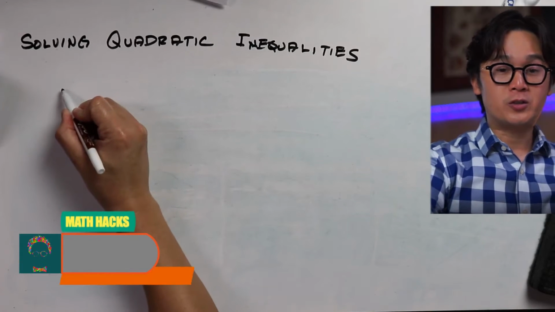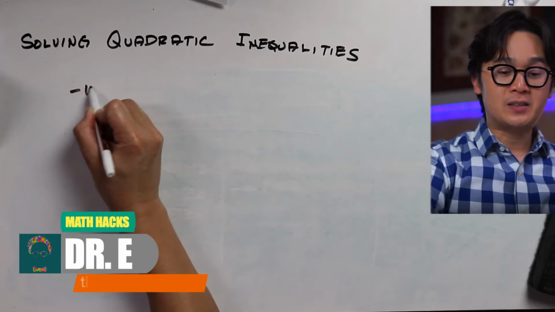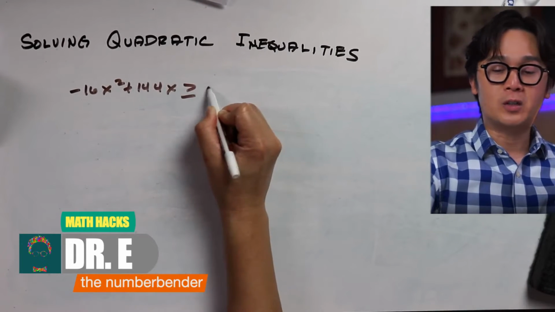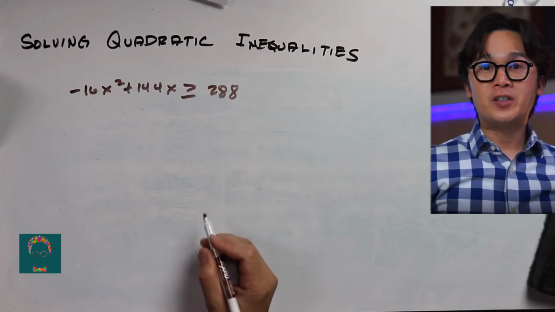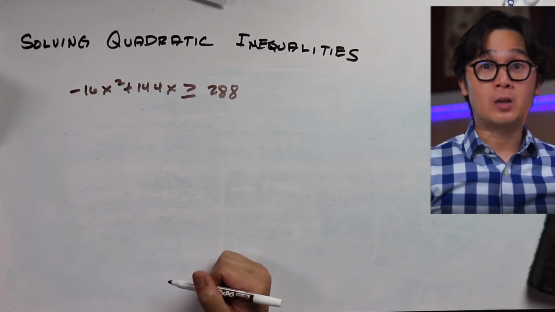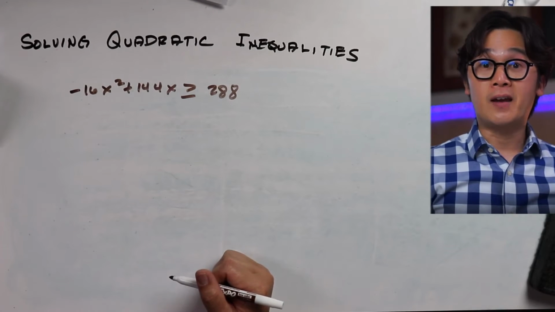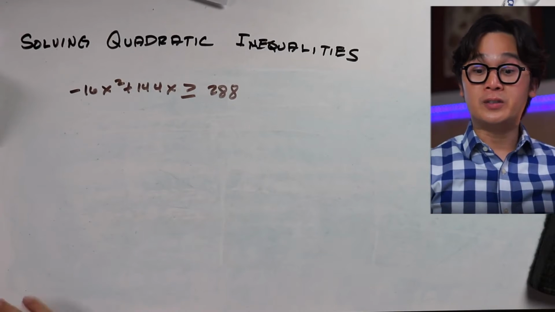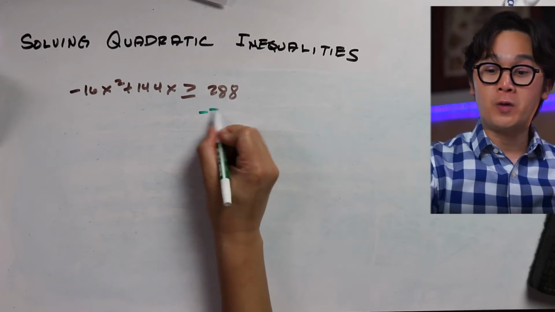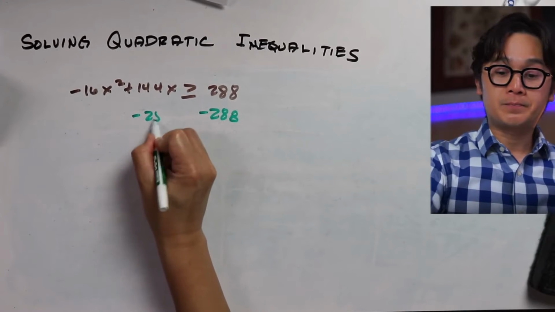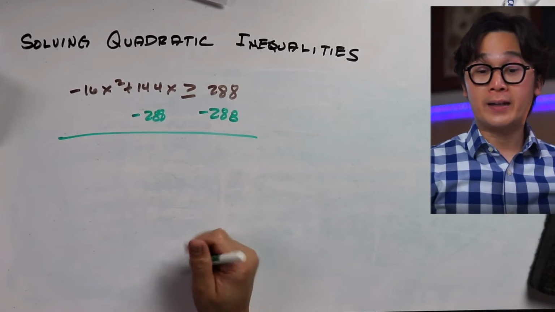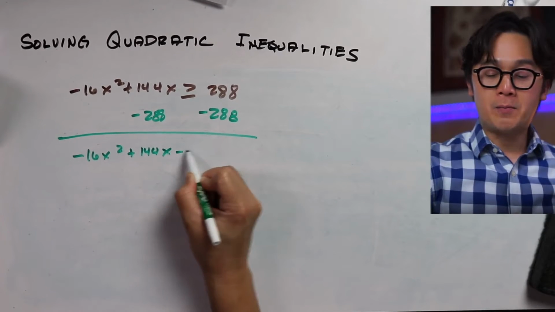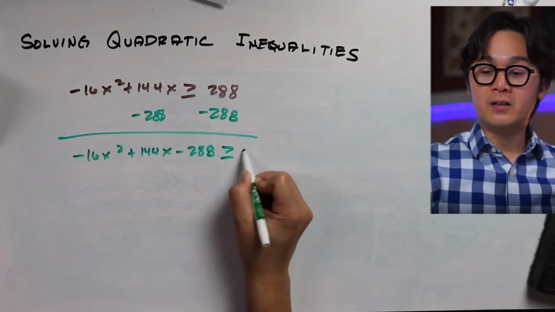So let's write it down. From our word problem, we have negative 16x squared plus 144x greater than or equal to 288. The first thing that we need to do is formulate our quadratic inequality so that the right-hand side equals 0. To do that, we're going to subtract 288 on both sides, leaving us with a new quadratic inequality, which is negative 16x squared plus 144x minus 288 greater than or equal to 0.